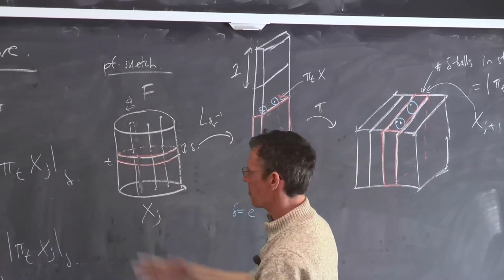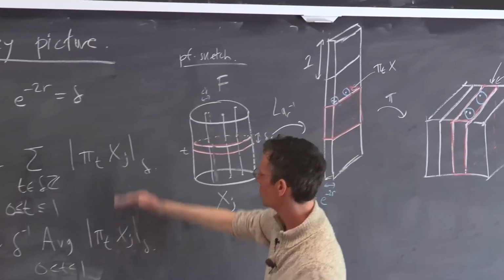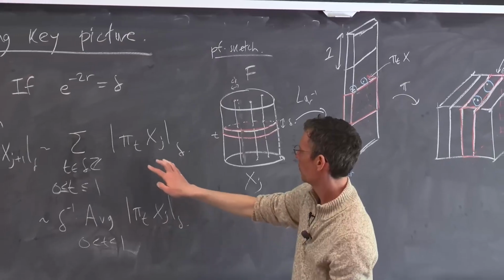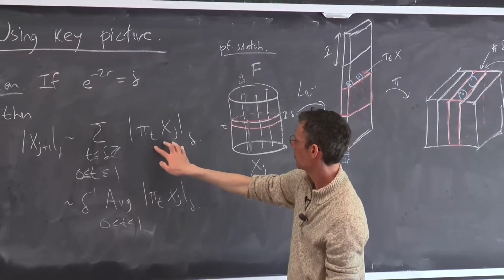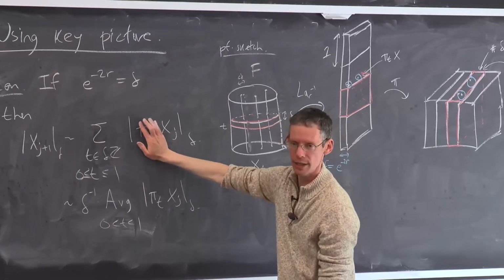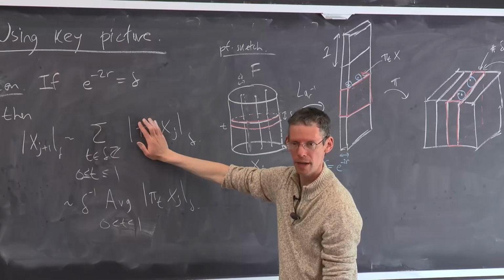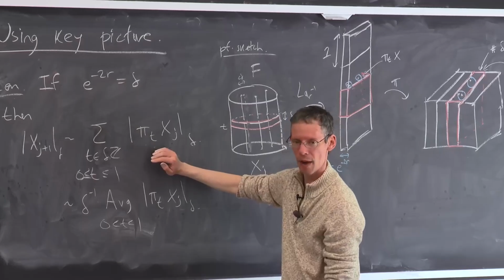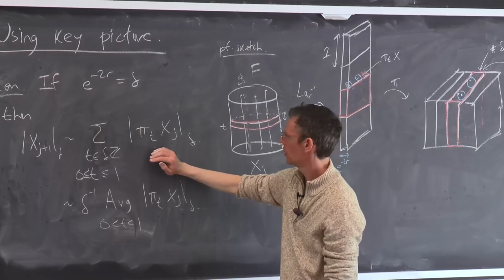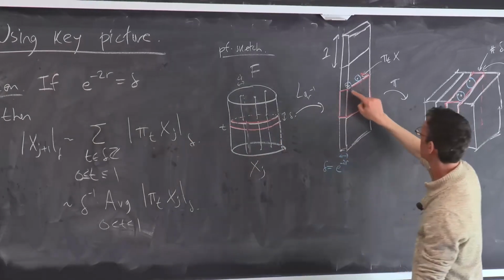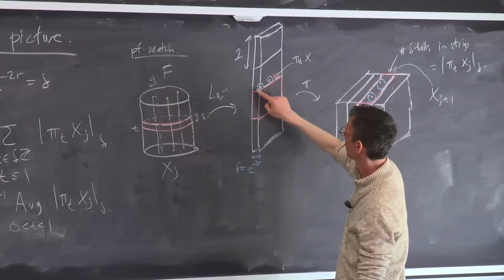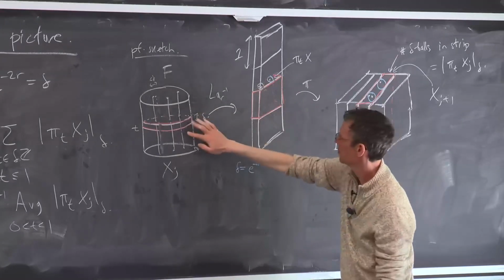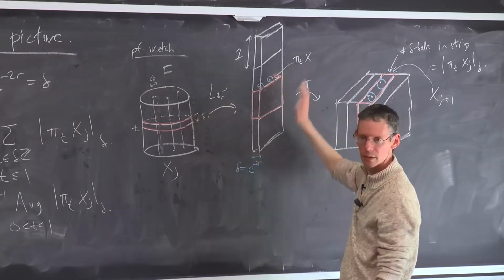But this lemma is still true. This might be a lot smaller than the delta covering number of xj, because many points that were far apart in xj may have gotten squished together in pi t of xj. But this is just the number of delta balls that it takes to cover the image there.